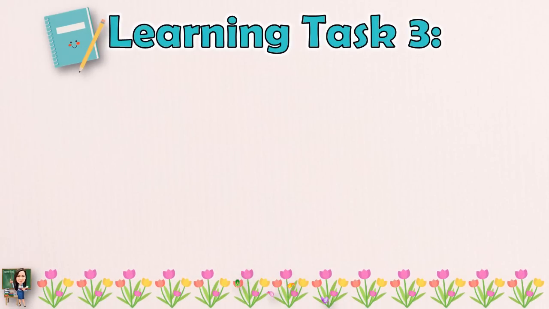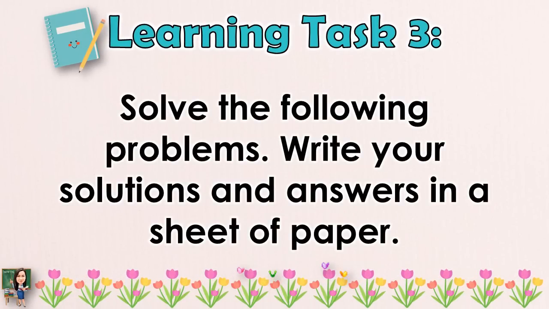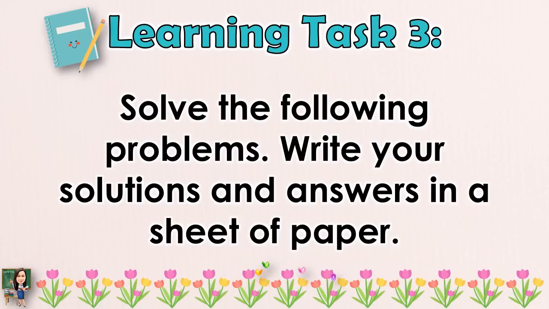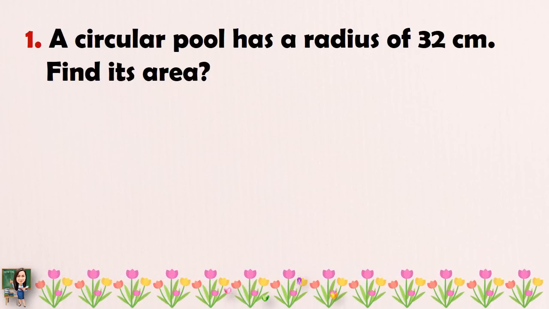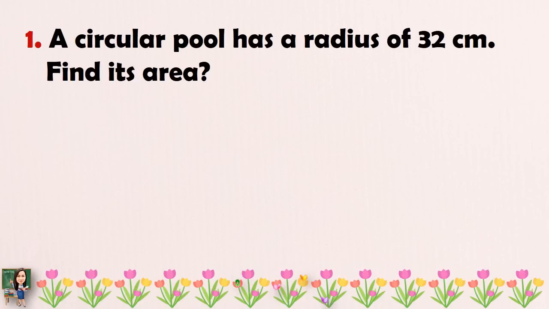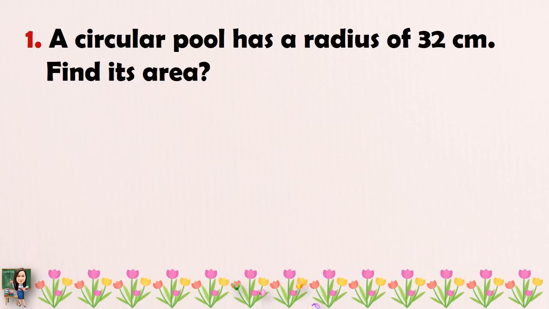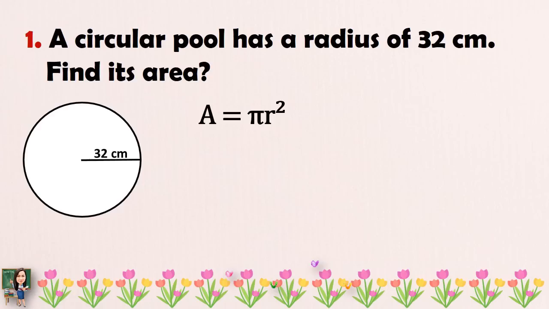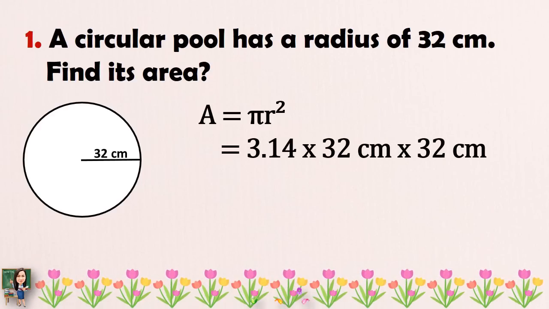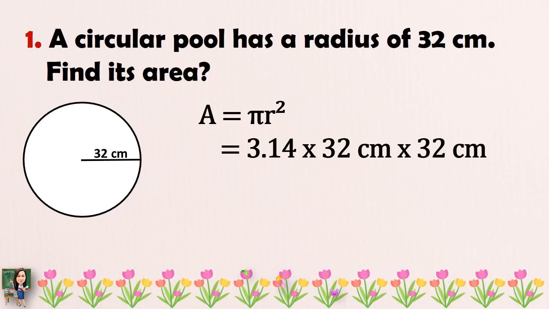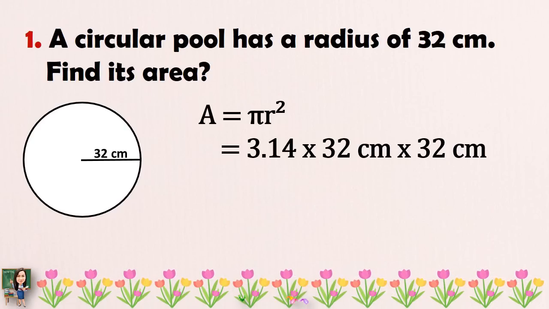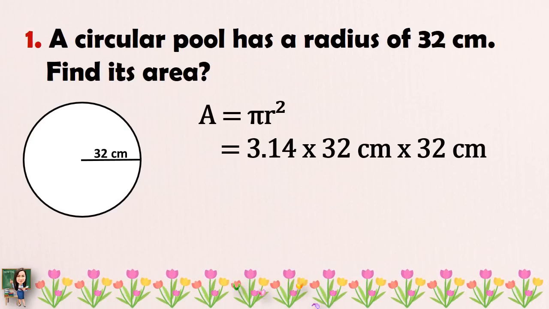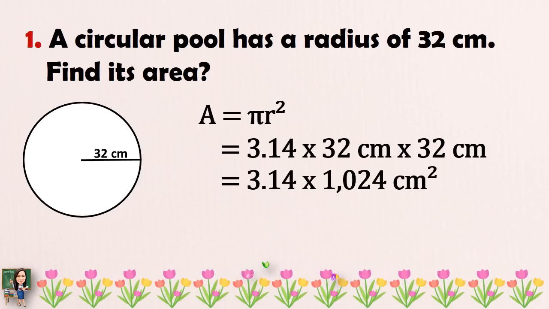Now, for learning task 3, solve the following problems. Write your solutions and answer in a sheet of paper. Number 1. A circular pool has a radius of 32 centimeters. Find its area. Area equals pi r square, or 3.14 times the radius, which is 32 centimeters times 32 centimeters, equals 32 times 32 equals 1,024 square centimeters.